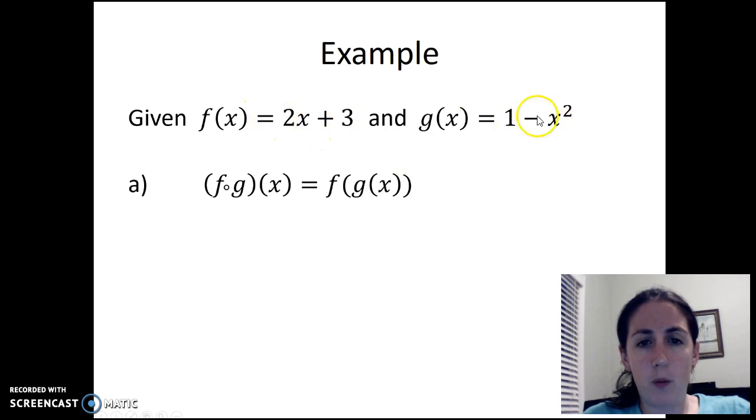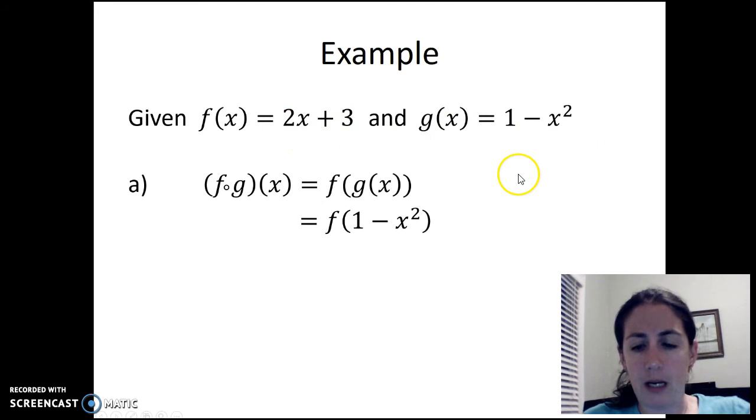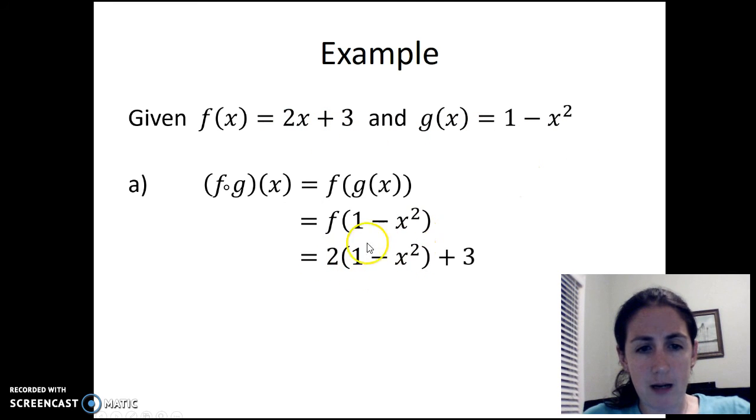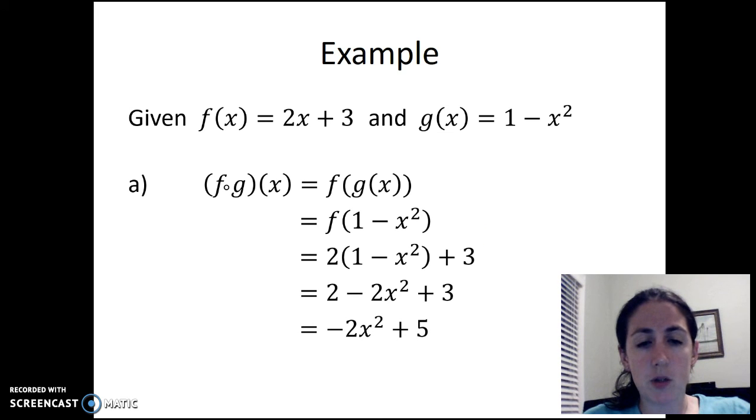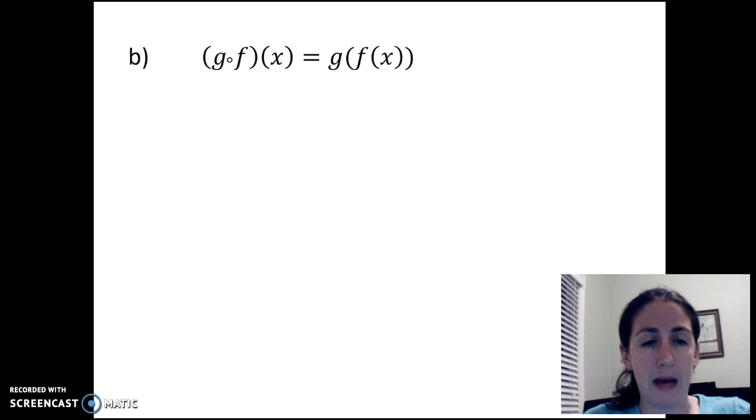So into f, we'll put the entire g function. F takes 2 times whatever's in the parentheses plus 3. 2 times your entire input plus 3. Distribute that 2, and then we'll combine like terms for a final answer of negative 2x squared plus 5. Now let's do it the other way, g composed with f of x.